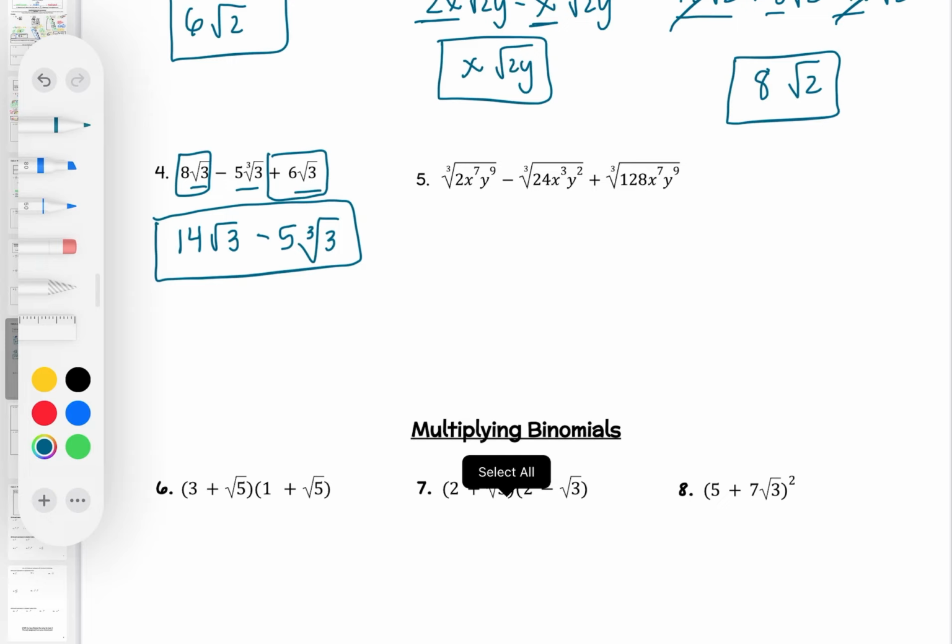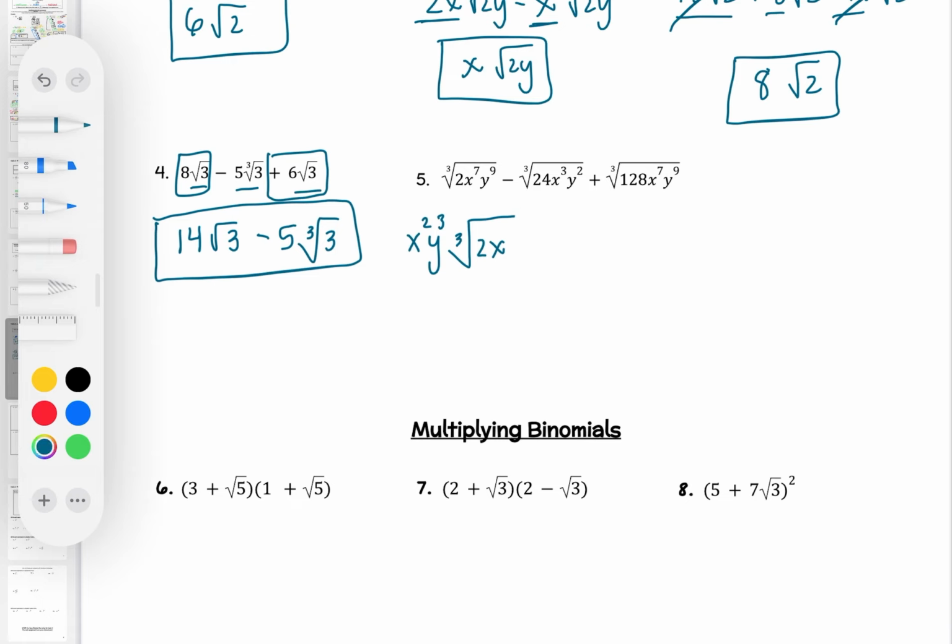All right, for number 5, we have 3 cube roots. So we need to simplify first. Think about what perfect cubes we can divide these numbers by. 2 is already in simplest form for this first one, but we have 7 x's on the inside. So I can pull 2 out and have 1 left on the inside. And then we have y to the 9th. So I can divide that 9 by 3, and we would have 3 y's on the outside and no more left on the inside.